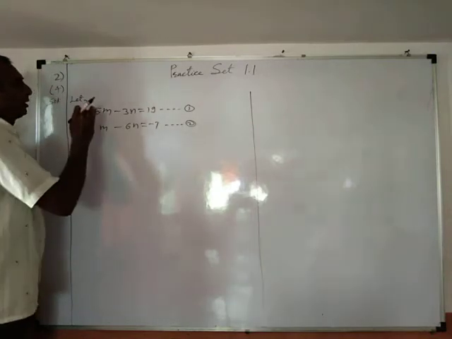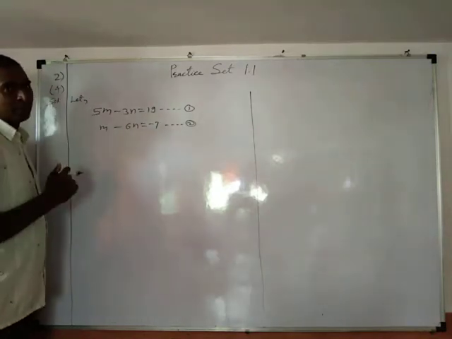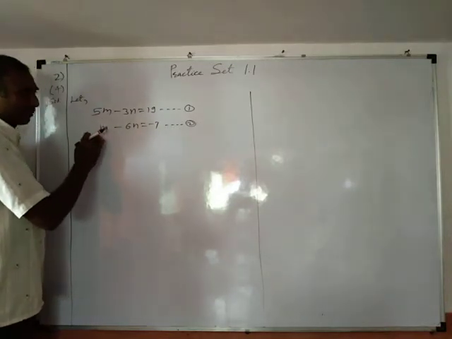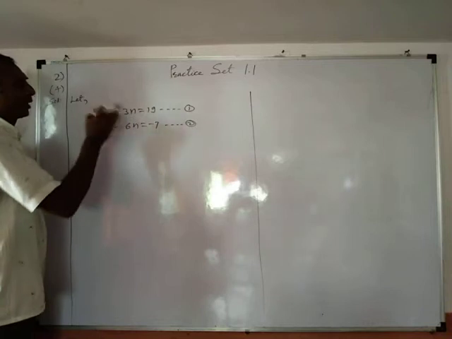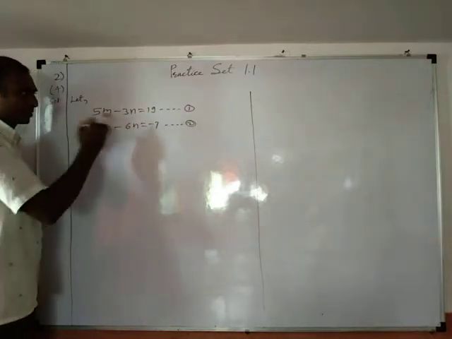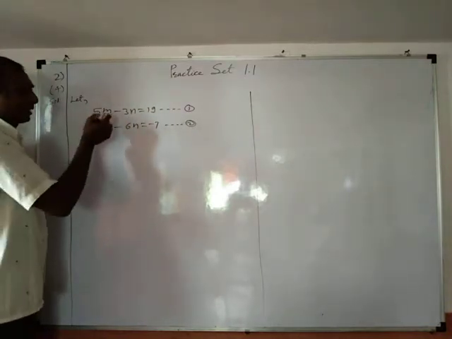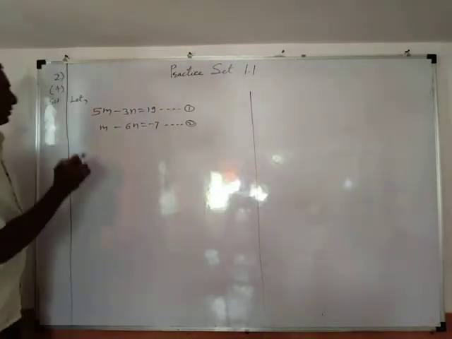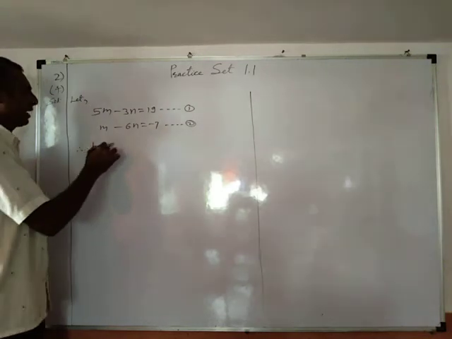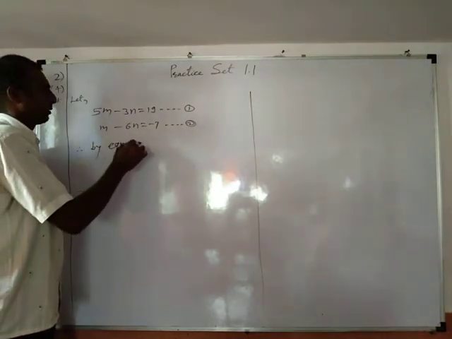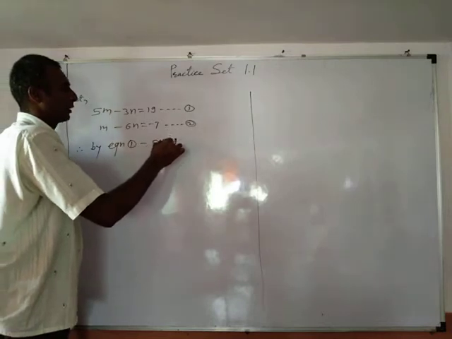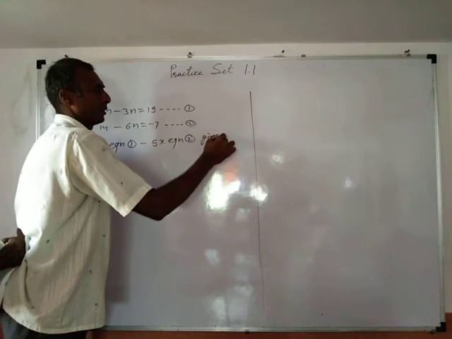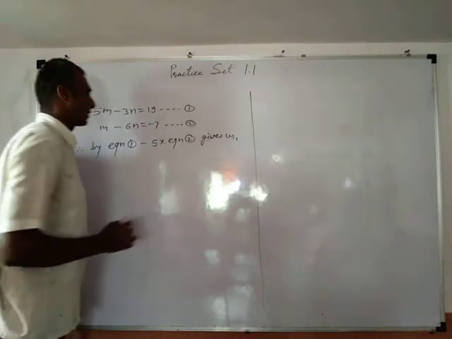Okay, and 5m can be subtracted through 5m. That's why let's multiply equation second by 5, and subtract the resultant equation through equation 1. That gives us a vanished term containing m, and the equation will be absolutely in terms of n. Let us see. Therefore, by equation 1 minus 5 into equation 2 gives us. Okay, let us see what it gives us.